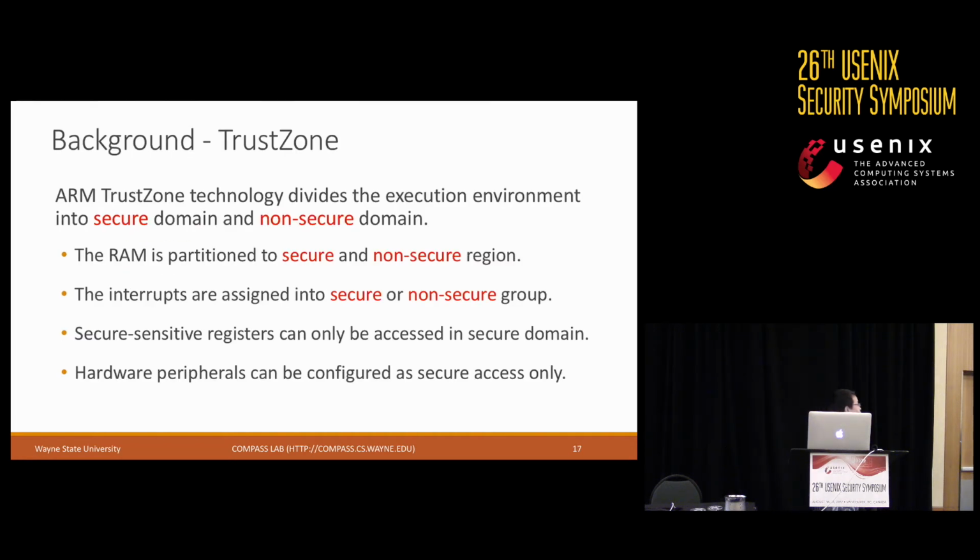The first hardware feature is ARM TrustZone. This technology was introduced by ARM around 2002, and it divides the execution environment into a secure domain and a non-secure domain. The hardware ensures that the non-secure domain cannot access the states of the secure domain. For example, the RAM is partitioned into secure and non-secure regions, and the non-secure domain cannot access the secure memory region.